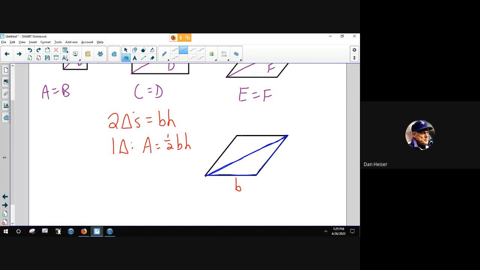I know that this is the height of the parallelogram. I also know that I can move this height left or right and it's still the height of the parallelogram. Still the height of the parallelogram, and it's also the height of the triangle.